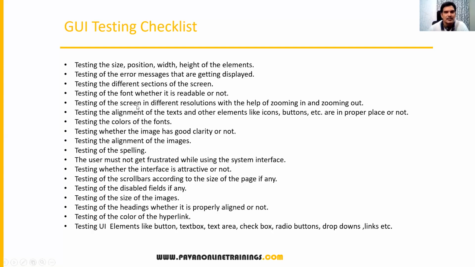And the next one is testing the screen in different resolutions with the help of zooming in and zooming out. Normally when I open the screens, we can zoom in and zoom out. We can maximize the page, zoom in like 100%, 150%, or 200%. Even in our web UI, we can increase the size of the UI, and also we can zoom out and compress the UI. In both cases, the elements or images placed on the UI should not be overlapped. Whichever position they are in, after zooming in and zooming out also, the element should be in the same position and should not be overlapped.